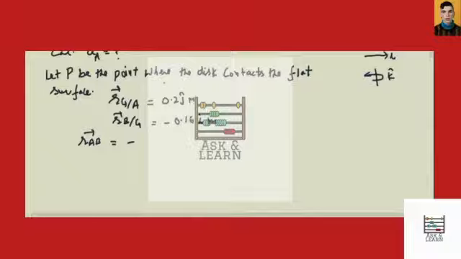Of course, I begin with the diagram. So there are three sources.